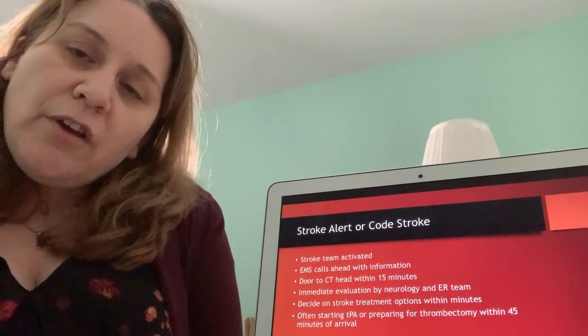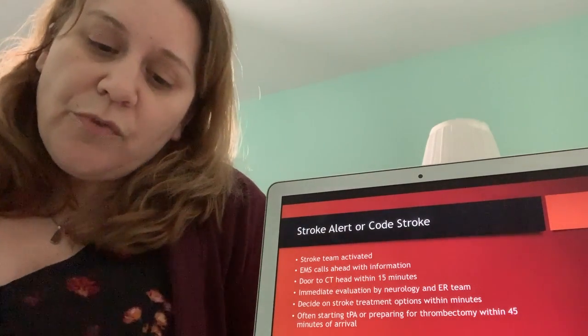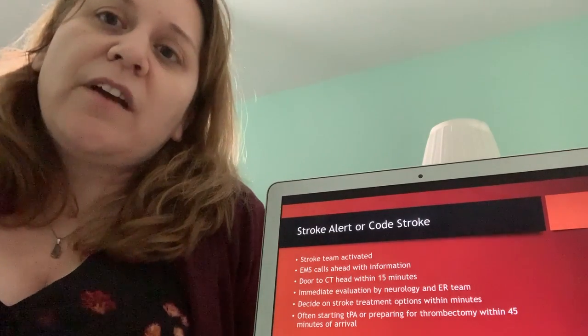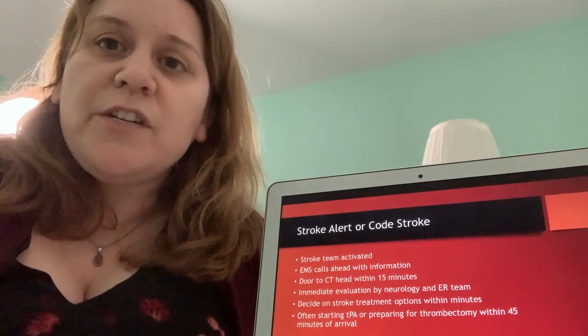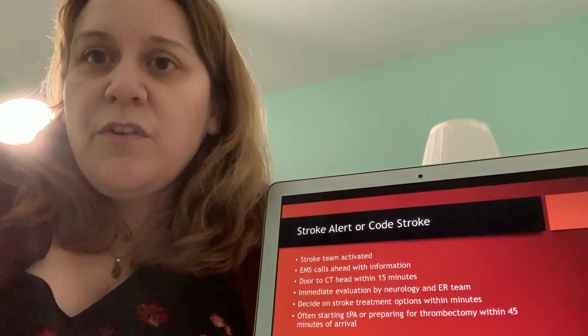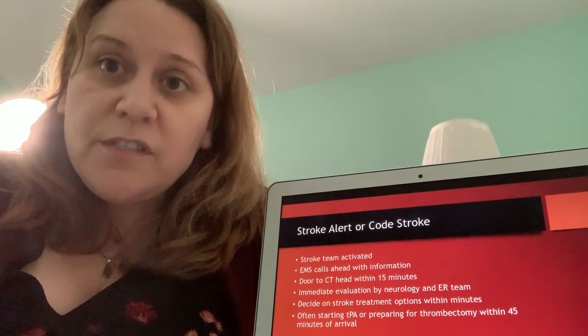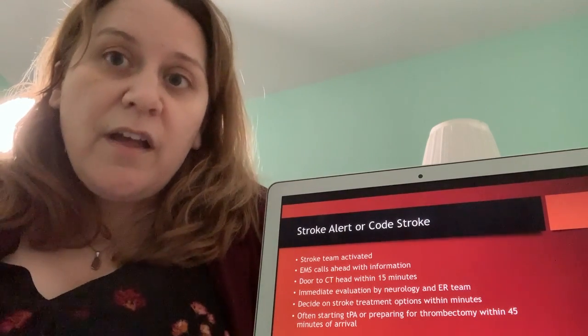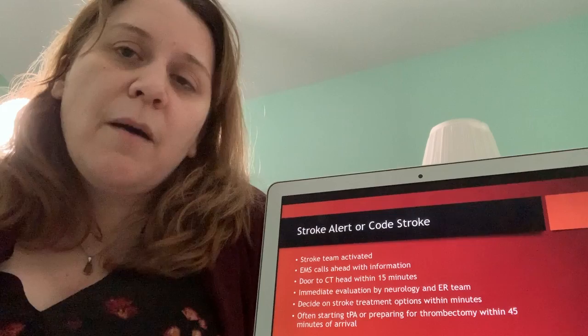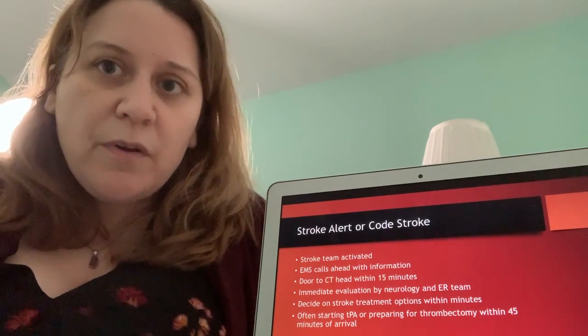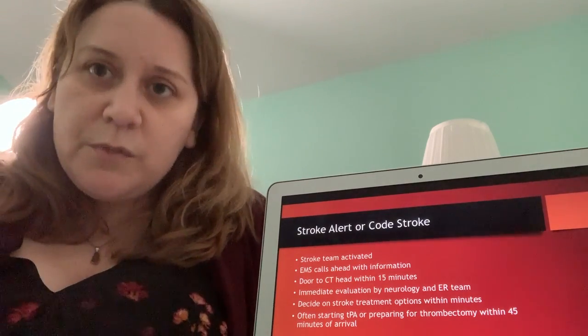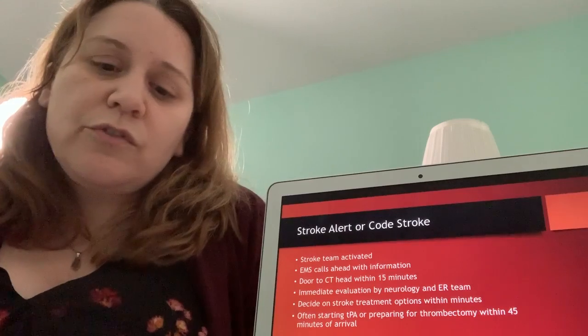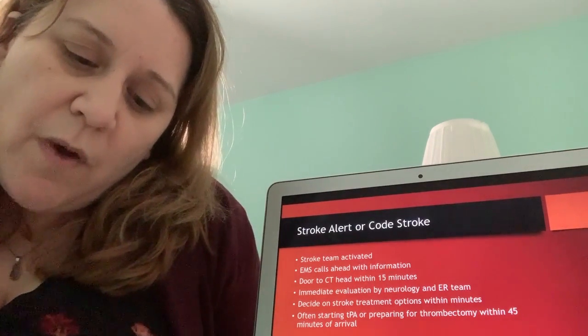So we're going to talk about a stroke alert or a code stroke. That's the process of activating the stroke team. If a patient has stroke-like symptoms in the community and they arrive by ambulance, the EMS will call ahead and activate the stroke team. If a nurse or a clinician in the hospital observes a patient with the signs of an acute stroke, they'll activate the stroke team as well.